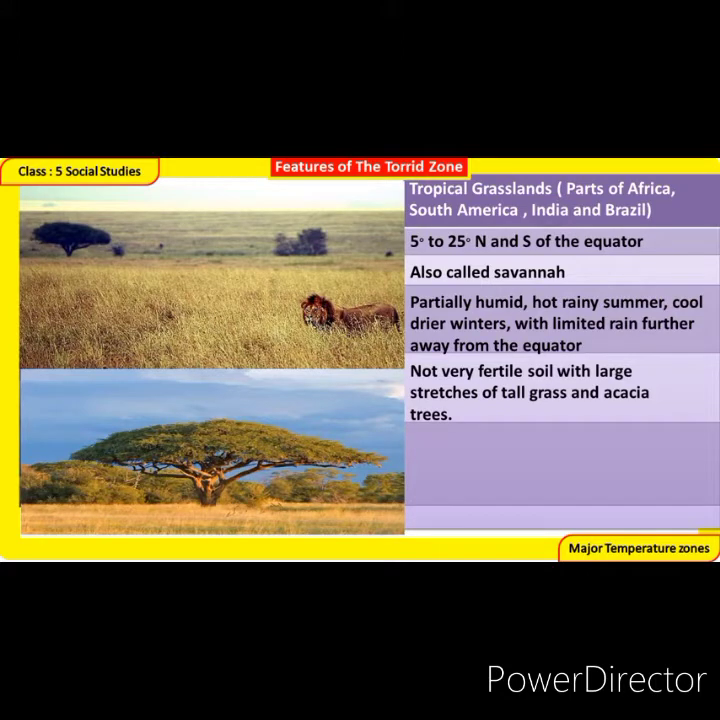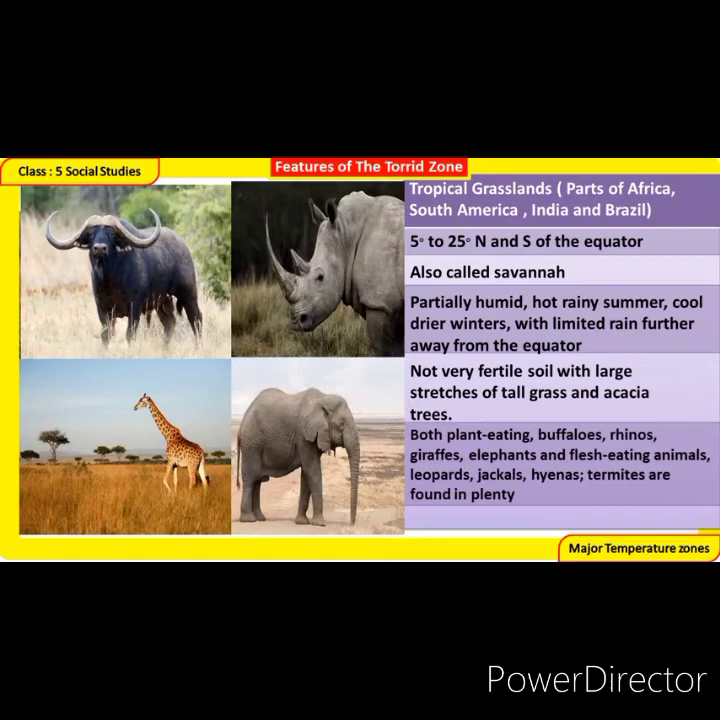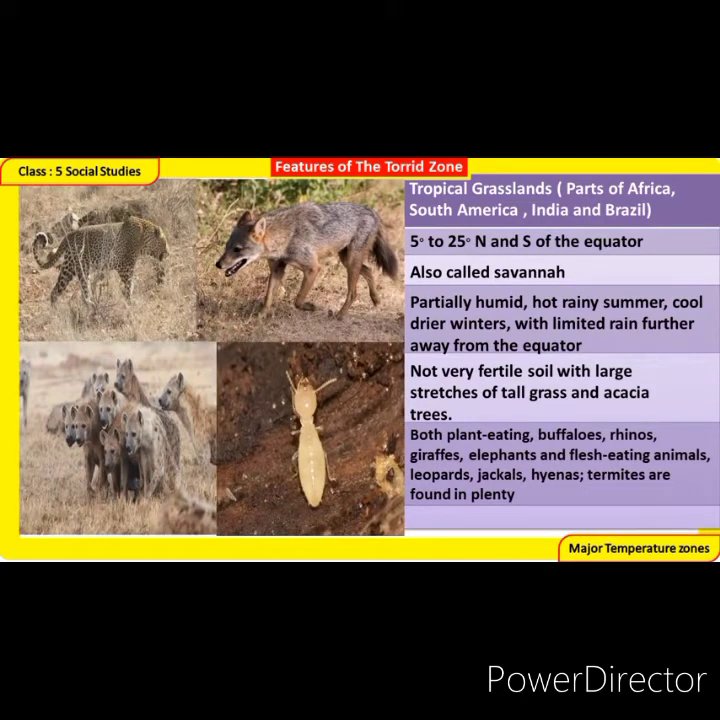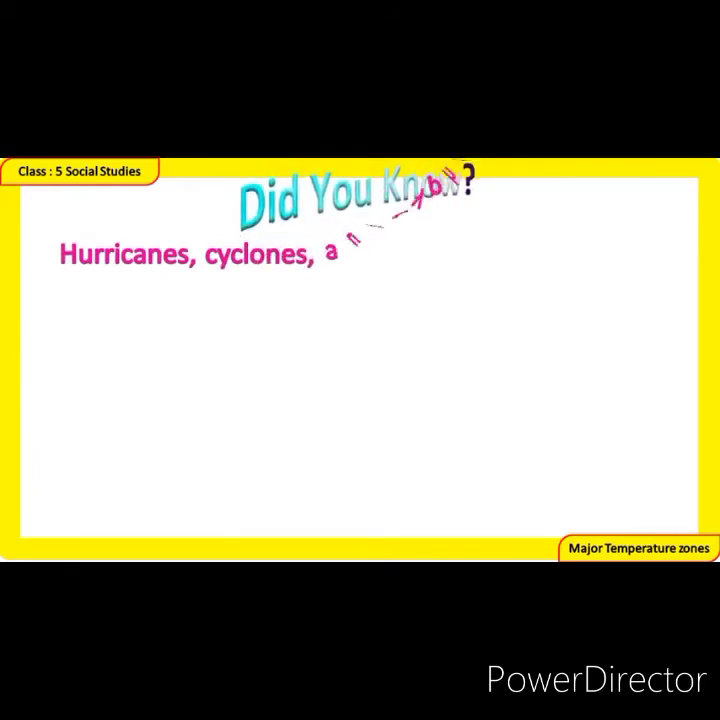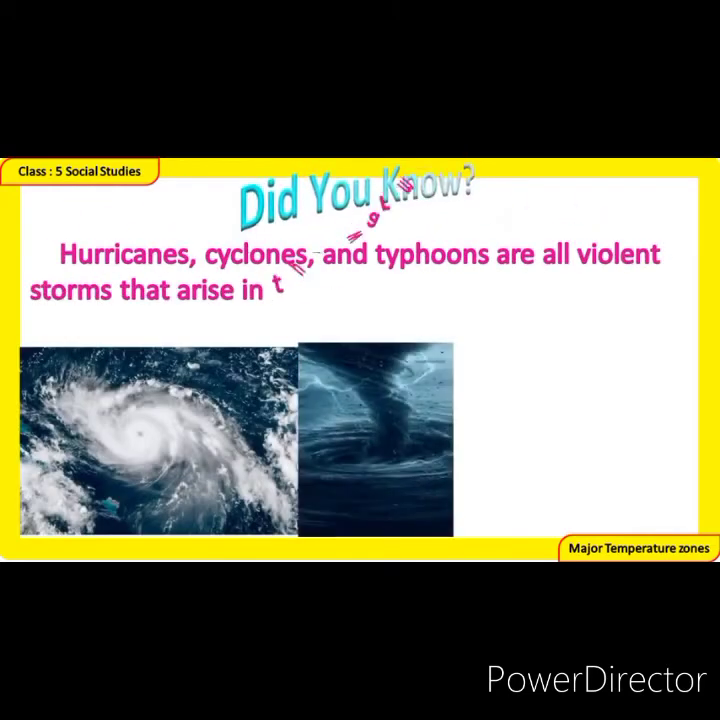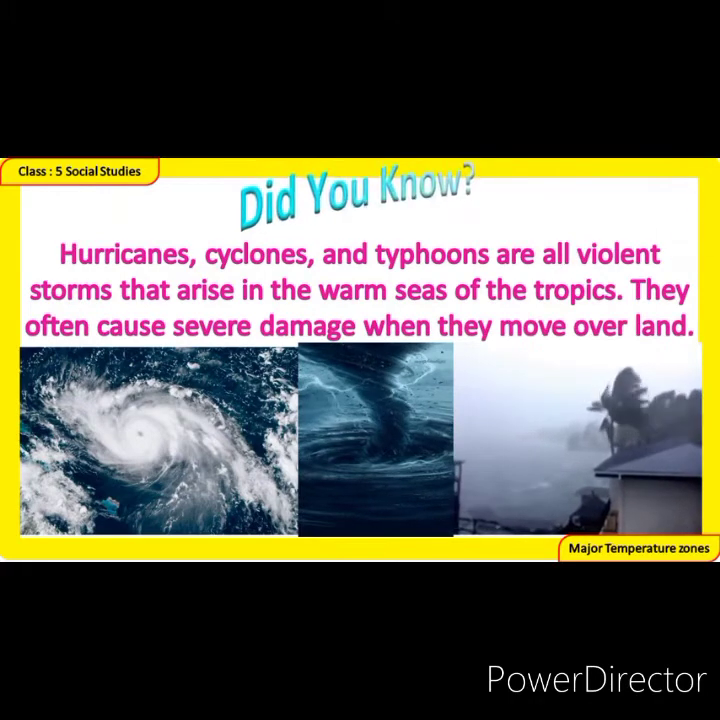Then the savannas, they are also known as the savannas. They are partially humid, hot and rainy in summer, with cool, drier winters and limited rain, away from the equator. Then the area is not very fertile, with large stretches of tall grasses and acacia trees. Plant eating buffaloes, rhinos, all these kinds of animals are found in this zone.